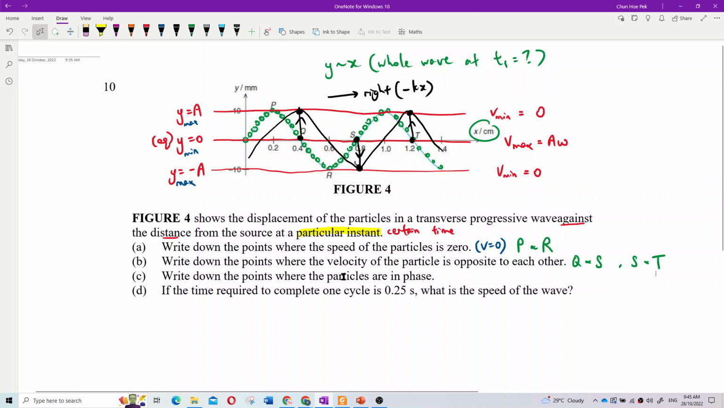Write down the points where particles are in phase. Which ones are in phase? In phase, apa maksud? In phase maksudnya macam sama fasa, ataupun same direction lah. Same direction, same displacement. Gerak sama-sama. In phase is like gerak sama-sama.